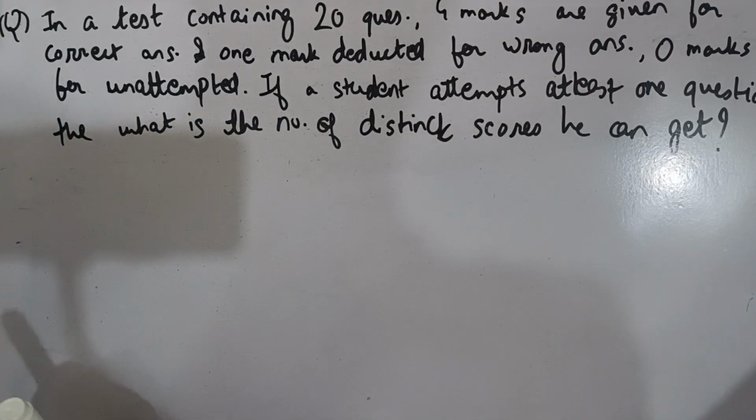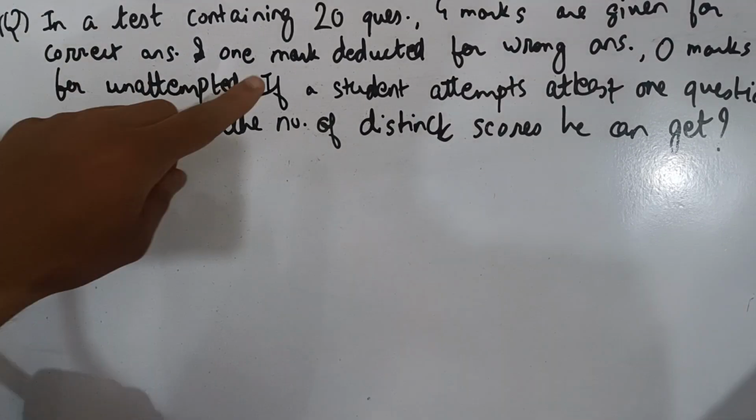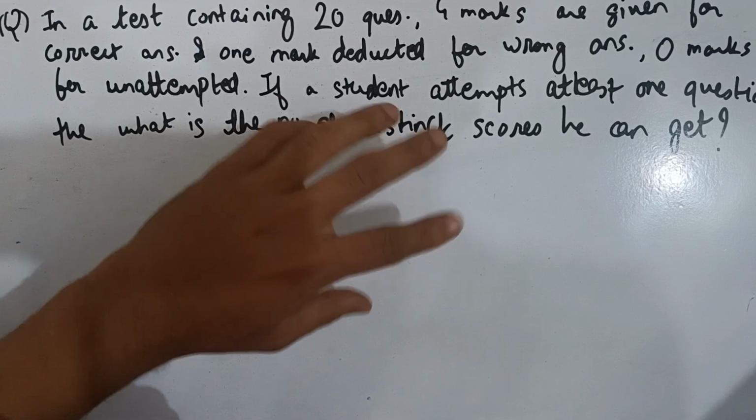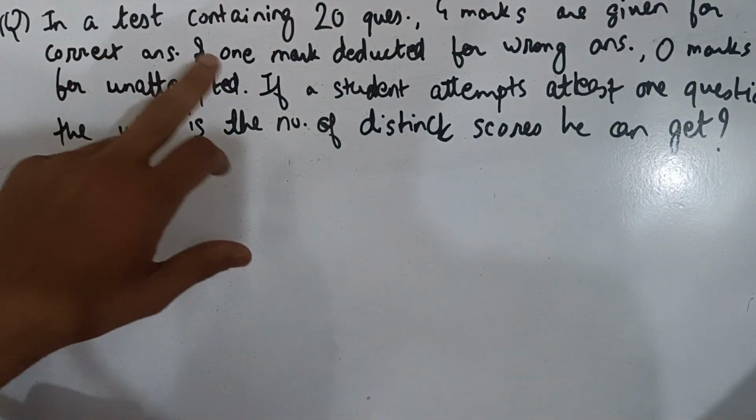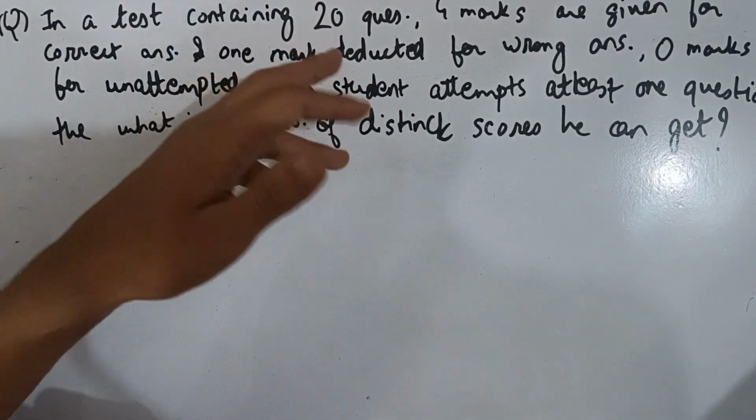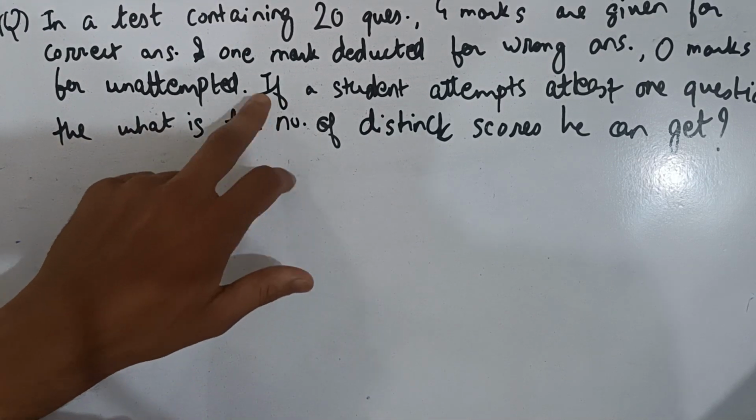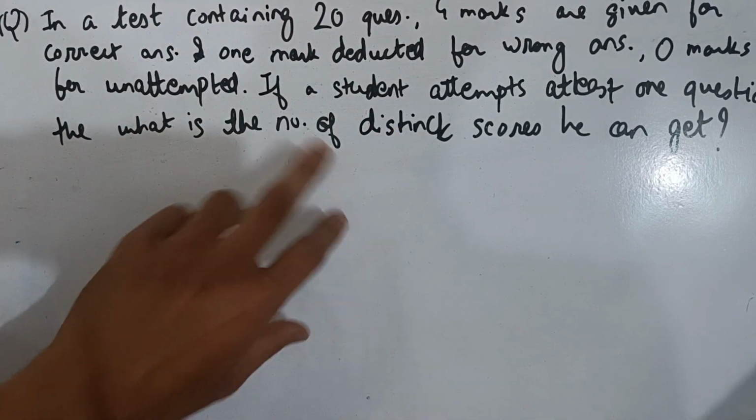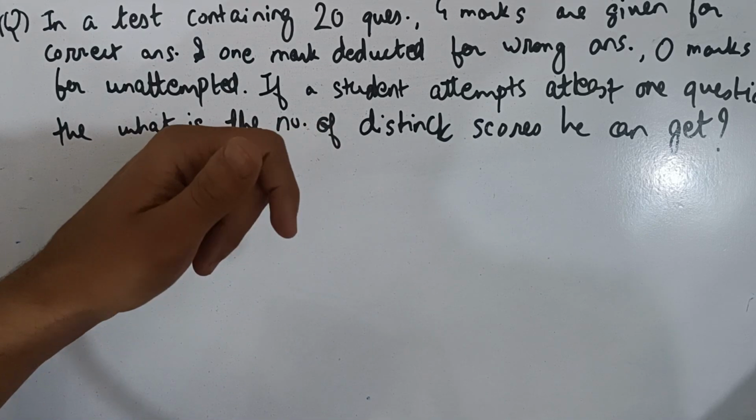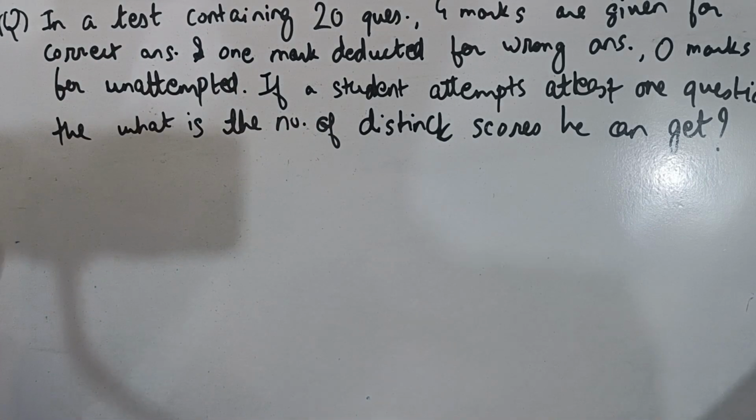In this question, we are given that in a test containing 20 questions, 4 marks are given for a correct answer, 1 mark is deducted for a wrong answer, and 0 marks are given for unattempted. If a student attempts at least one question, then what is the number of distinct scores he can get?